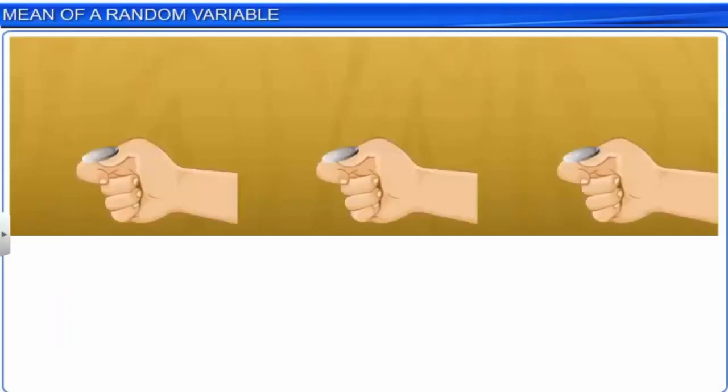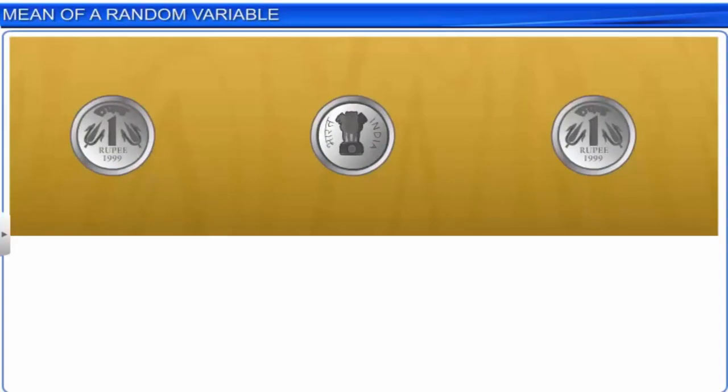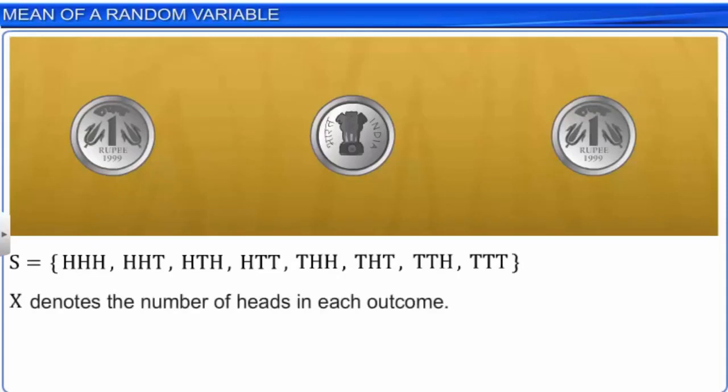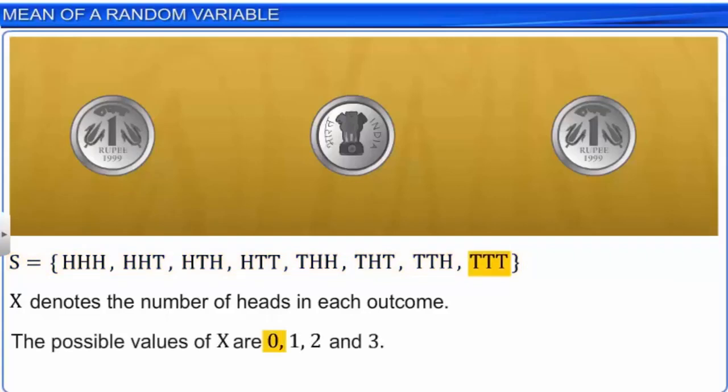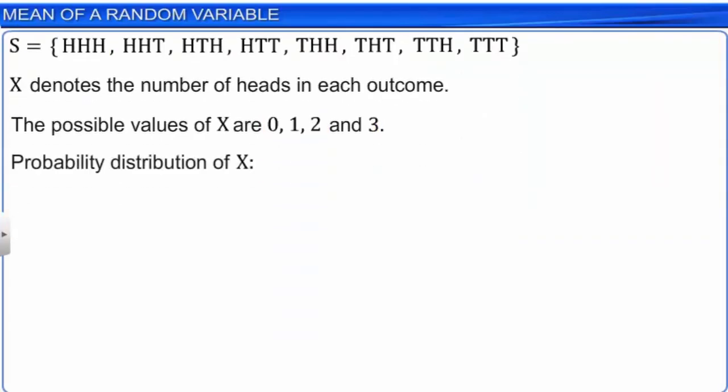Consider an experiment of tossing 3 coins simultaneously. The sample space associated with this experiment has 8 outcomes that are as shown. Let x be a random variable denoting the number of heads that appear in each outcome. From the sample space S, it is clear that the possible values of x are 0, 1, 2, or 3 heads. Therefore, the probability distribution of random variable x can be presented as shown here.